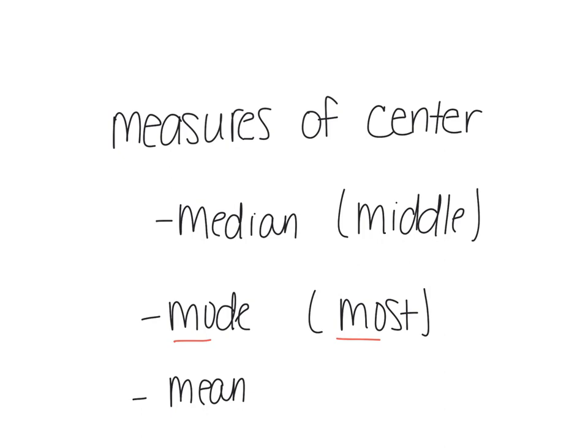So to find the median, you're looking for the data value that's in the middle. To do this, you have to order your data from least to greatest, and the median is the very middle value.